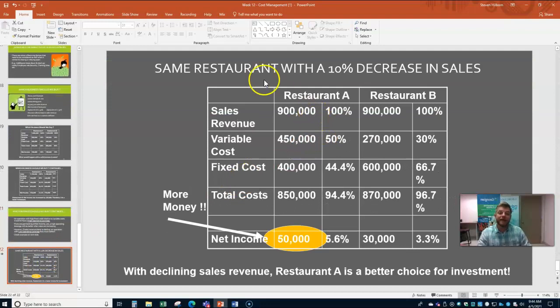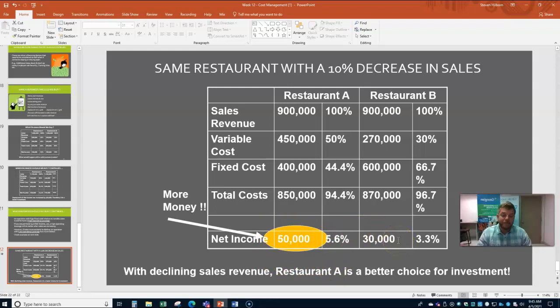So let's say that our same restaurant had a 10% decrease in sales. So our $900,000 for each. Our variable cost is $450,000 and $270,000. Fixed costs were still always $400,000 and $600,000. Now our total cost for restaurant A is $850,000. Restaurant B is $870,000. Here, restaurant A with a declining sales revenue is making more money than restaurant B.